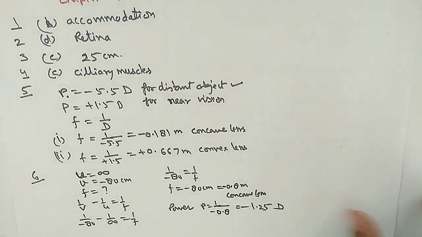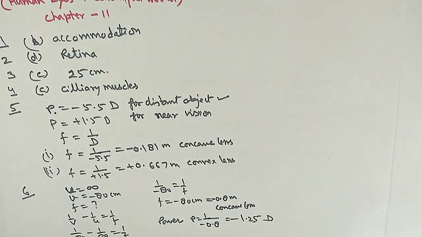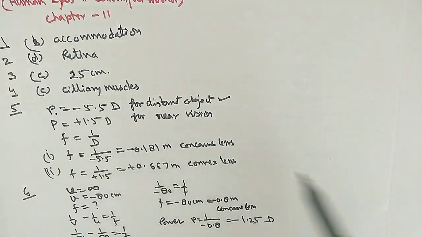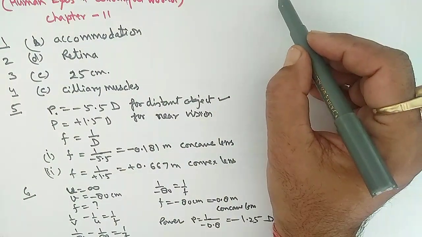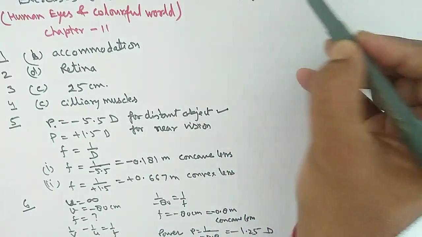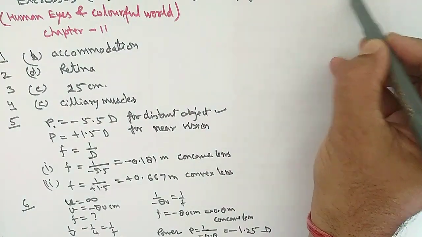Now question number 7. It is asked to make a diagram to show how hypermetropia is corrected. The near point of the hypermetropic eye is 1 meter. What is the power? You have to find the power of the lens required to correct the defect, and D is given as 25 centimeter. You have to make the figure from your NCERT book. It is given as figure number 11.3 at page number 190.